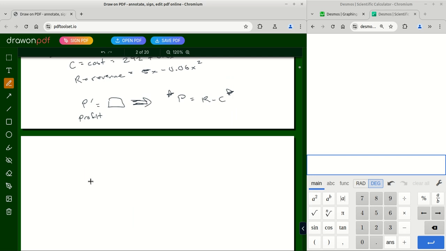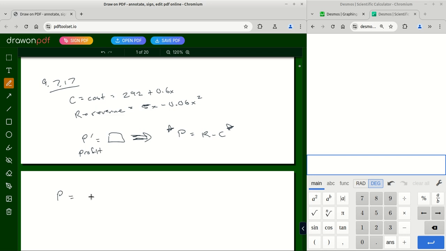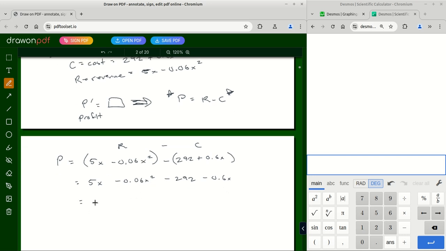Thanks, Chad. First we need to find our profit, and then we can take a derivative. So this is just regular profit: 5x minus 0.06x squared, minus the 292. Sometimes I want to skip steps, but there you go. Revenue minus cost, so distribute your minus sign. Combine like terms, so the 5 and the 0.6 get together, and I'm also going to put the x squared in the front. So that's going to be 4.4x.